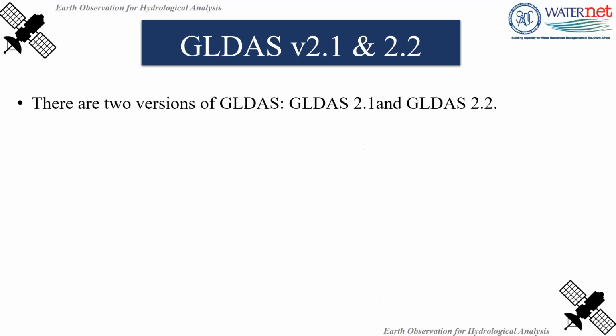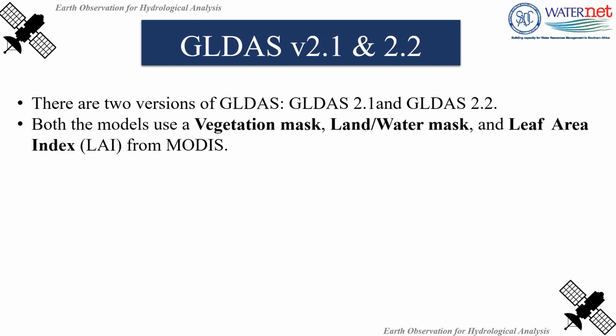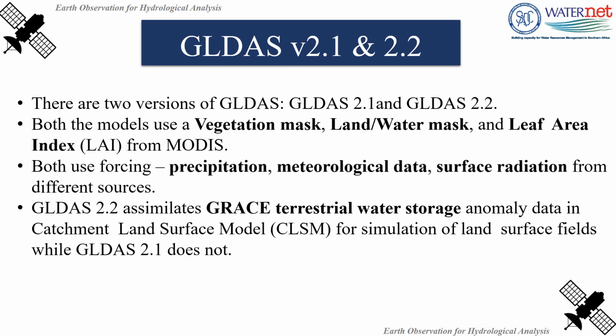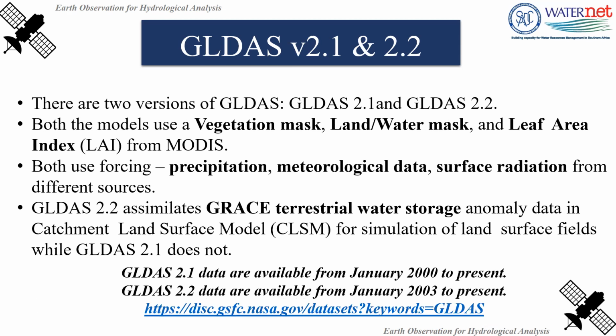We have version 2.1 and 2.2. Both of the models use vegetation mask, land surface mask, and leaf area index from MODIS. They are available from 2000, and version 2.2 is available from 2003.